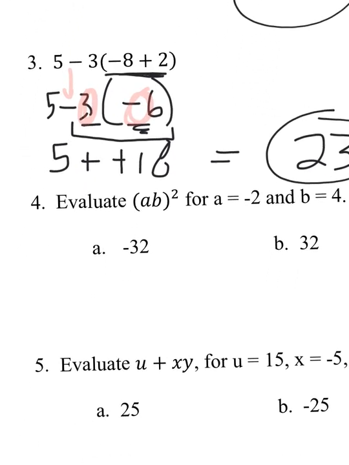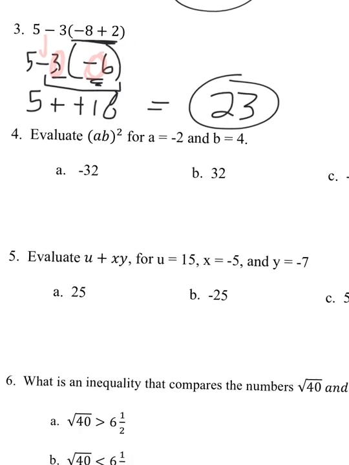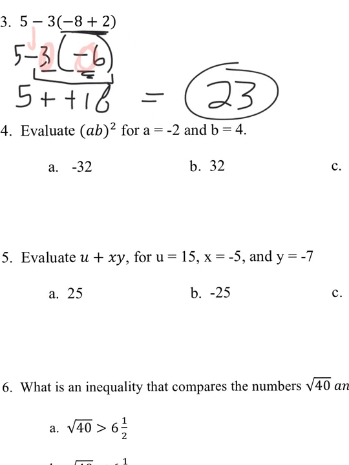For 4 and 5, the only thing that changes is we're going to use variables now, but it's going to tell us what the variables are. A is negative 2 and B is 4. So we're going to plug in for A and B. So let's see, instead of (AB) squared, I'm going to have negative 2 times 4 squared. Usually I plug in with parentheses, but there's already parentheses there, so I just remember that they need to be multiplied first because they're inside the parentheses.